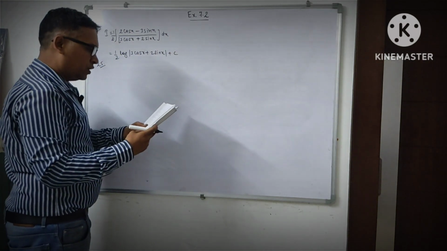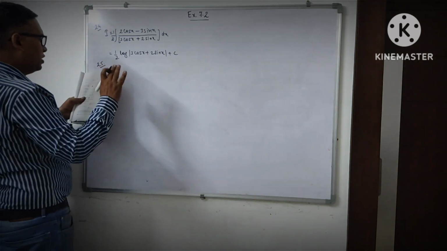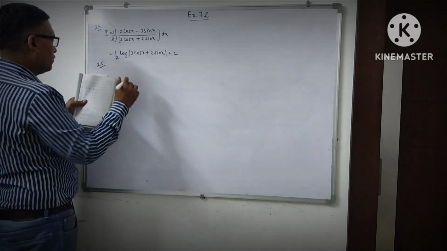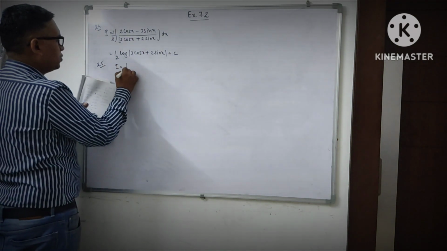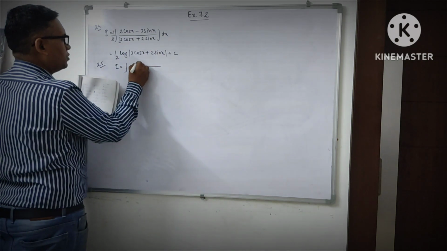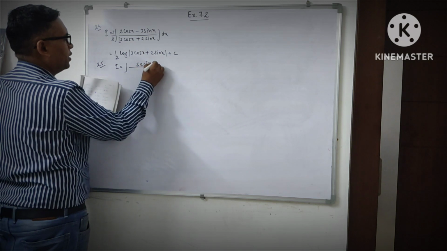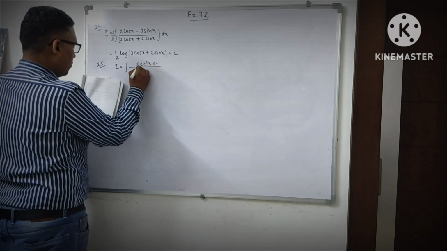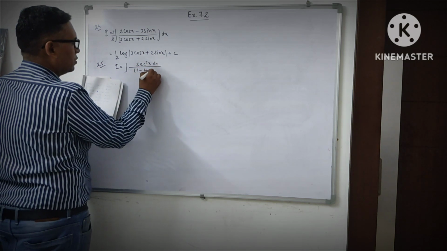Now in question number 25, I am writing with a little bit of modification. In the original question, it is given cos square x in the denominator. I am writing its reciprocal, sec square x, in the numerator directly, and I am copying the rest of the part as it is.